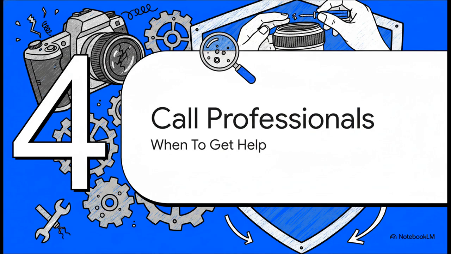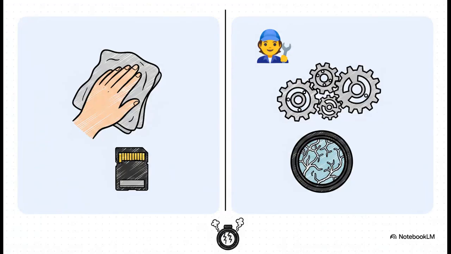And finally, Section 4, When to Call Professionals. Look, it is so vital to know your limits here. You can totally handle external cleaning, firmware resets, and basic card formatting at home. But internal mechanical failures, things like jammed shutters, realigning decentered lenses, or treating advanced fungus, those strictly require a professional. Trying to open up a lens yourself almost always ends in a complete disaster.